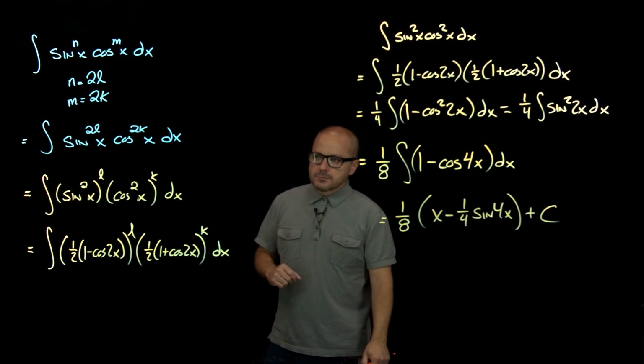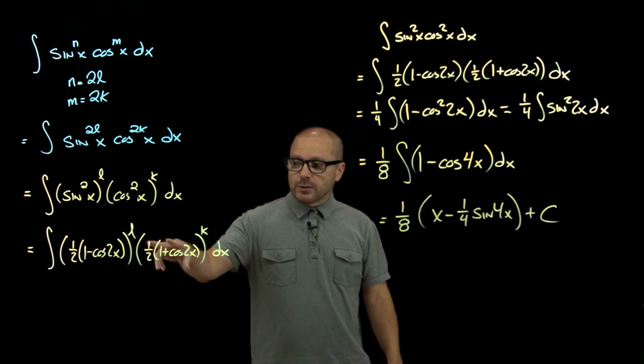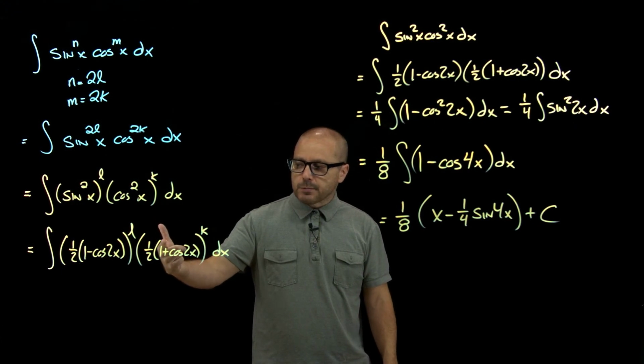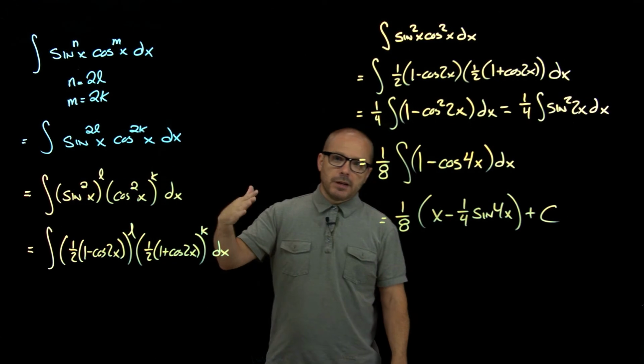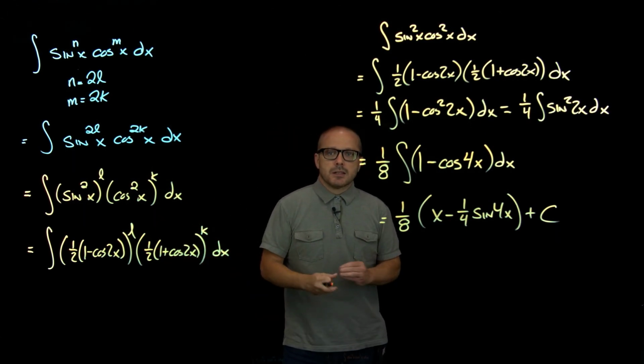So typically we won't ask you to do the higher power ones just because of the amount of work, but it's important to know that it could be done, that there are antiderivatives for any combination of sine and cosine to even powers.